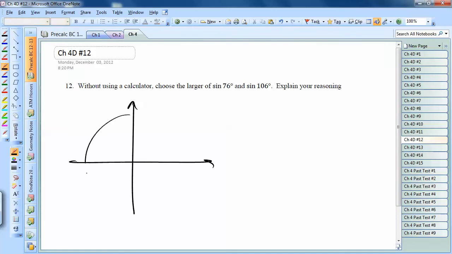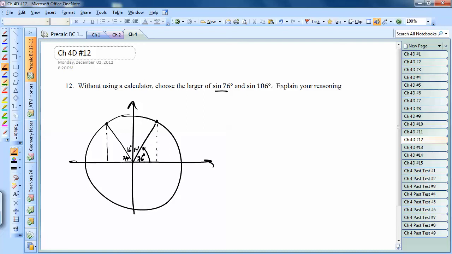If I'm looking at the unit circle, then the y values are the sine values. So 76 degrees is roughly here, and so you get a specific y value right there. If you look at sine of 106, that's going to be about here. And 106 leaves 74 degrees right there. That also means that there'd be 16 degrees here versus 14 degrees here.